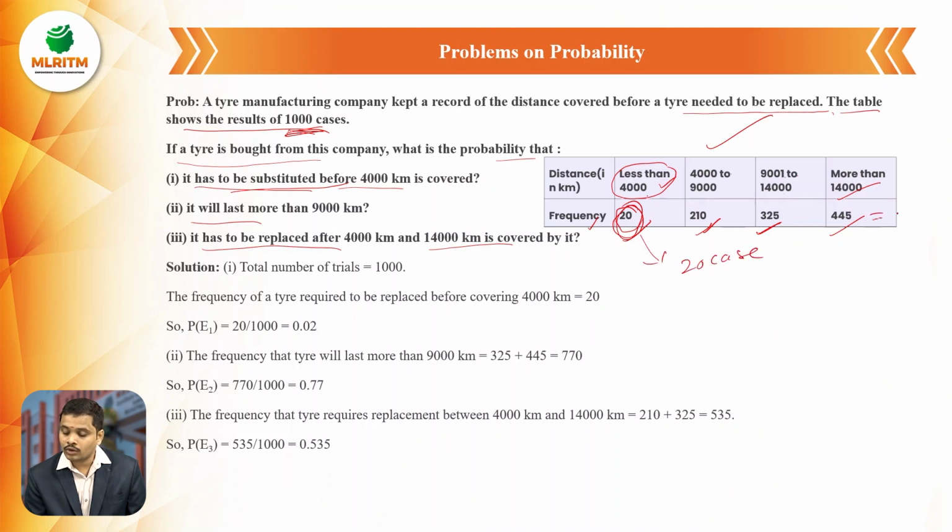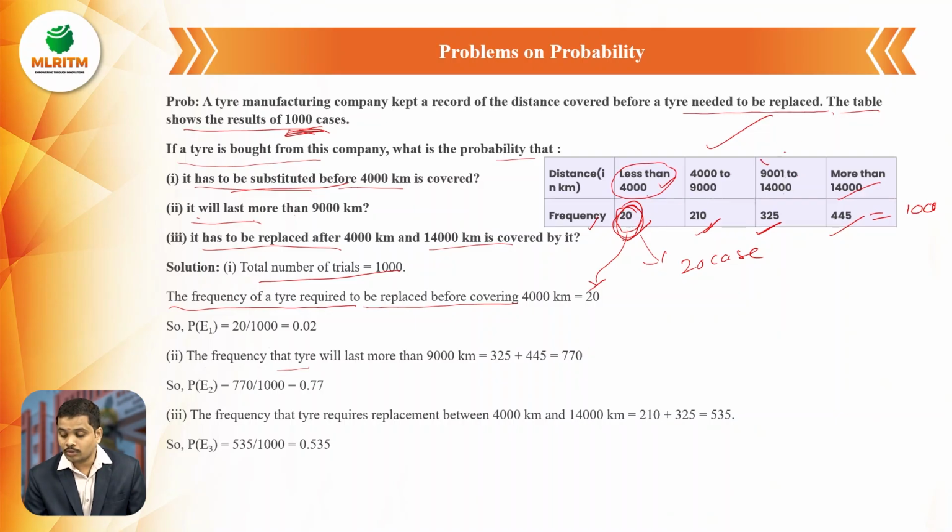20 cases, total 1,000. So the total number of trials is 1,000. The frequency of a tire being replaced before covering 4,000 kilometers is 20. So 20 by 1,000 is the probability of that event. Next problem: the tire will last more than 9,000 kilometers.